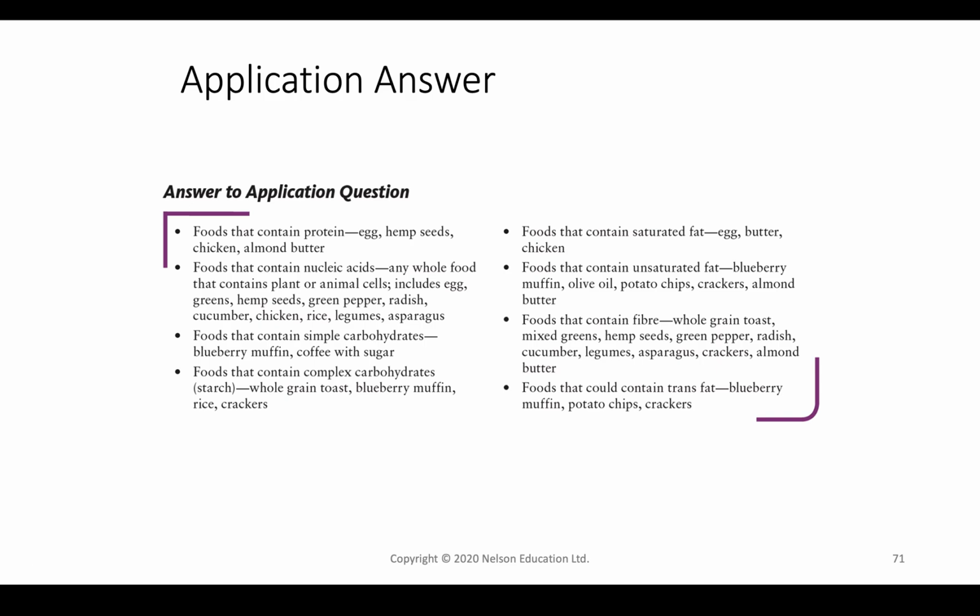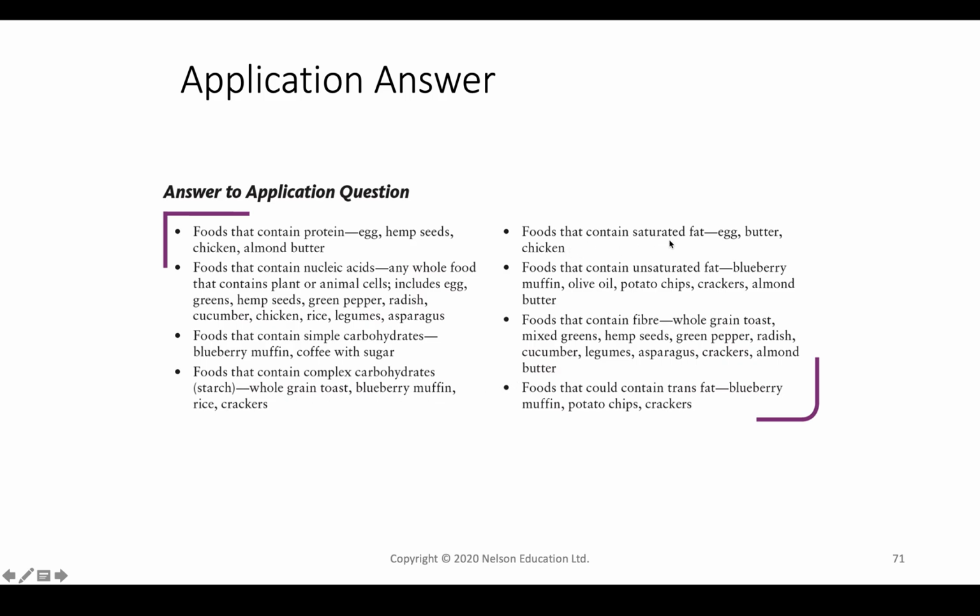And this is going to be your answer to your application questions. The foods that are going to contain protein on that list are going to include eggs, hemp seeds, chicken, and almond butter. Foods that contain nucleic acids are going to include any whole food with plant or animal cells, including eggs, greens, hemp seeds, green peppers, radishes, cucumbers, rice, legumes, etc. And the simple carbohydrates are going to be found in your blueberry muffin and your coffee, which contains sugar, right? The sugar is going to be your simple carbohydrates. Your complex carbohydrates are also found in that blueberry muffin, as well as anything that has starch, like the whole grain toast, the rice, and the crackers.